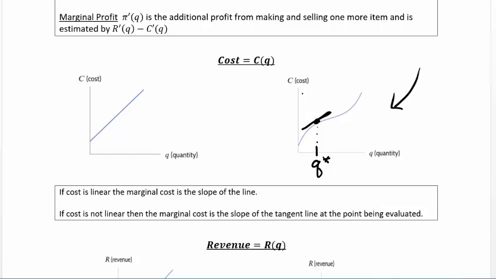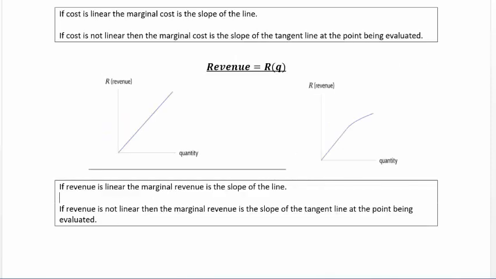We can look at revenue in a similar fashion. Up until this point, we've been looking at revenues that are linear. We've been assuming that our revenue is generated by doing price times quantity. If we have a revenue that's linear, then the marginal revenue, again, is just the slope of the line at every single point. So the marginal revenue is the same everywhere.